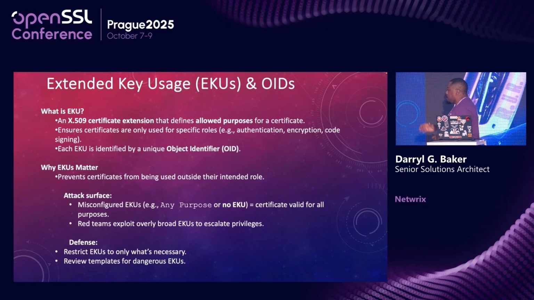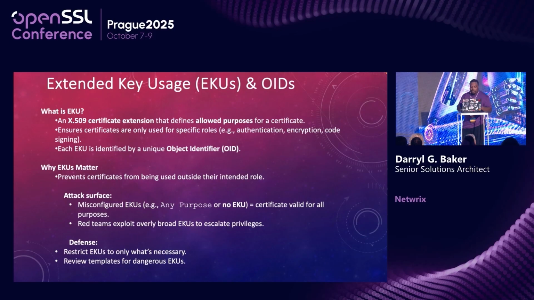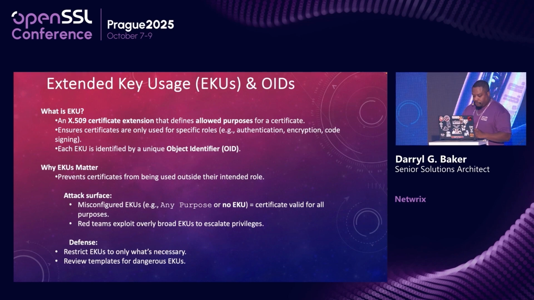So red teams exploit overly broad EKUs to escalate privileges, and at the same time, defenders can use these same processes to validate whether or not they have vulnerable certificates. You don't have to wait on your security team. You don't have to spend $1 million on some really cool piece of software that does all this for you. It's actually relatively easy to inspect your certificates, see what fields are present, see what OIDs are present, and go on from there.